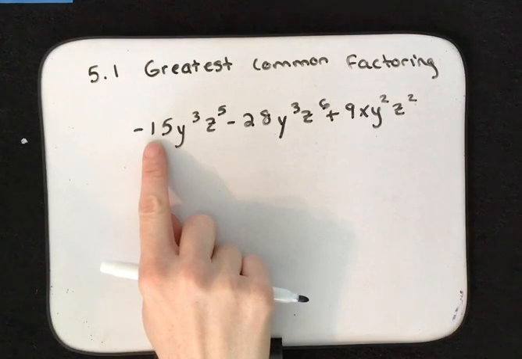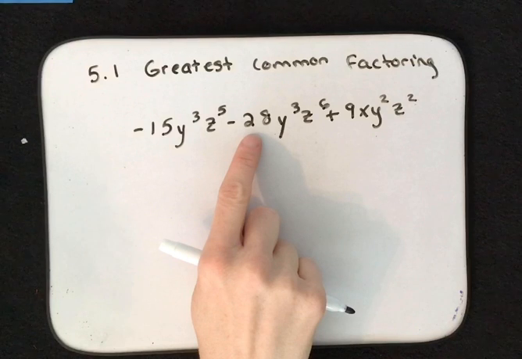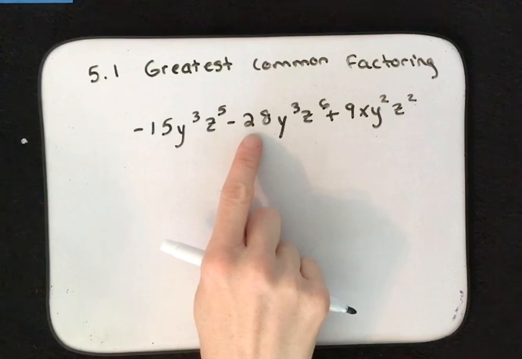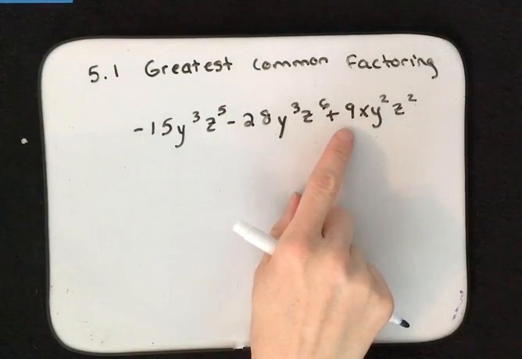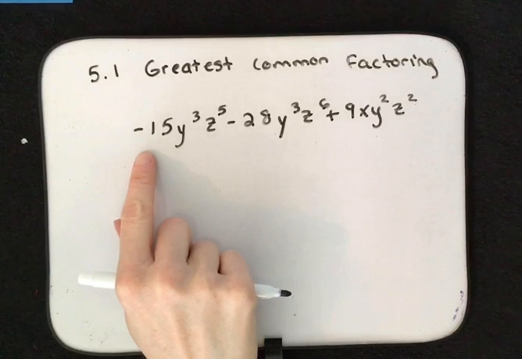15, well, that's 5 and 3. 28, that's 7 and 4, or 2 and 14. 9, that's 3 and 3. So it doesn't sound like there's any numbers that are in common. That's okay, let's move on.